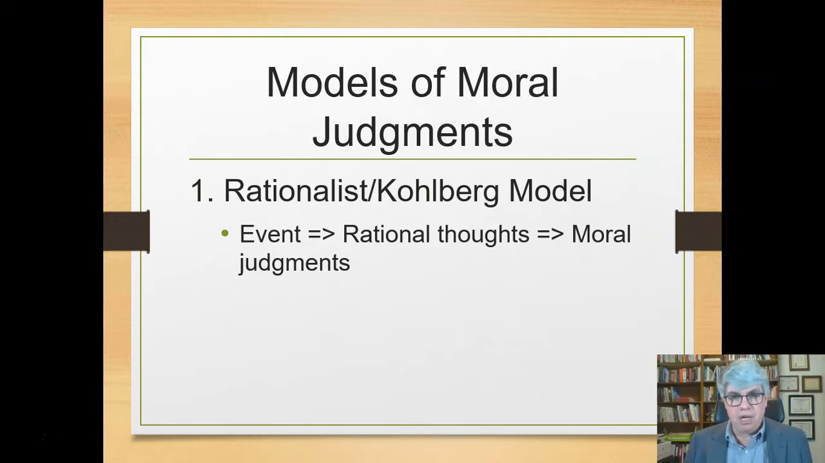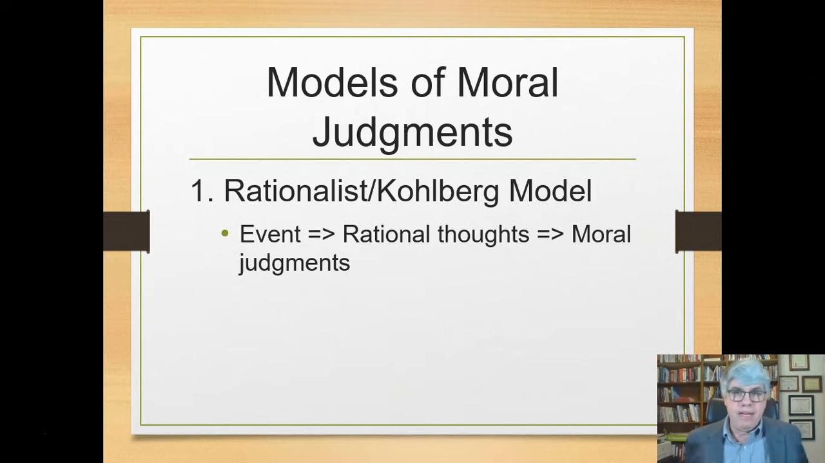So we start off with the simplest model, and we're going to go back to Kohlberg, the moral development theory with Heinz. In the rationalist or the Kohlberg model, there's some event. You might remember from Kohlberg, we have the story of Heinz, who has a wife who's sick and is going to die, and the pharmacist won't sell the medicine at a reasonable price, and Heinz has to decide if he's going to steal the medicine or not. So there's some event, like Heinz's wife getting sick and him not being able to obtain the medicine. And in the Kohlberg model, the event leads to rational thoughts, and the rational thoughts can either lead Heinz to steal the medicine or to not steal the medicine. These rational thoughts lead to moral judgments on what the right thing to do is.